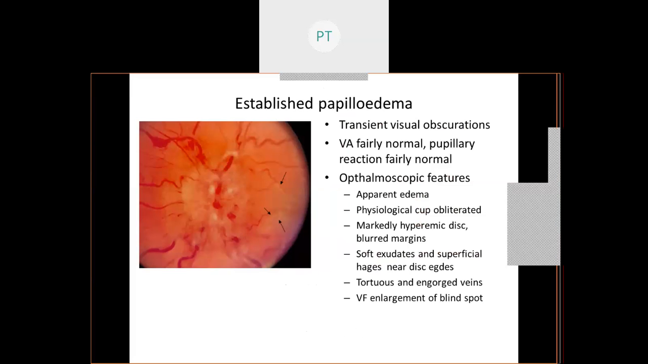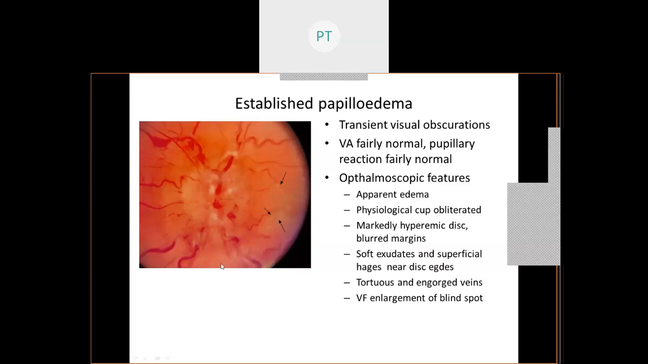Then the next stage is established or fully developed papilledema, where patients present with a history of transient visual obscurations in one or both eyes, which can last a few seconds. What we see here is an obvious disc edema. Now you cannot even make out the disc margins. The physiological cup, which is normally seen, is obliterated. There is marked hyperemia of the disc and blurred margins. This elevation is usually up to 1 or 2 millimeters, and you see multiple soft exudates and superficial hemorrhages near the disc edges.